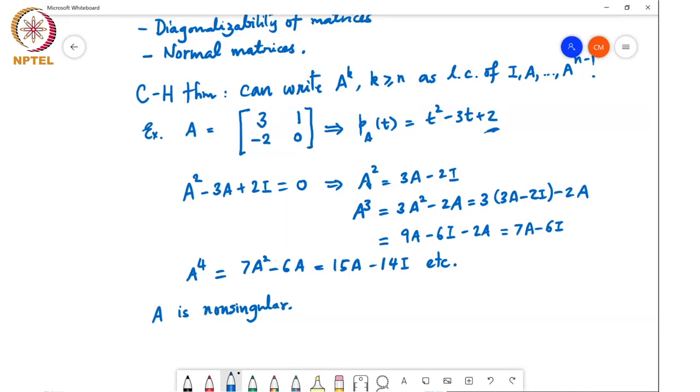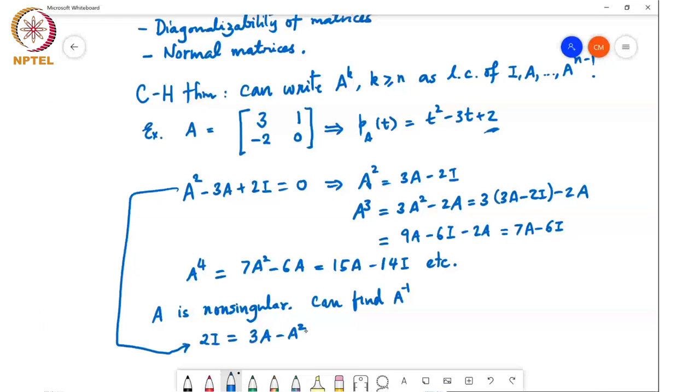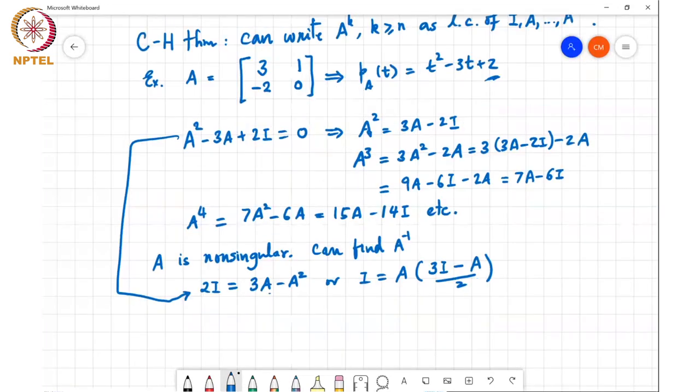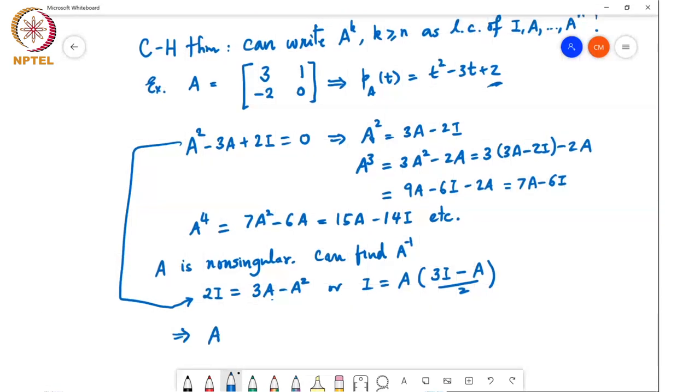So this allows us actually to write or find A inverse like this. Basically, I take this equation and write 2I is equal to 3A minus A squared. I'll take A common out between these two and write it as A times (3I minus A) over 2. Now I multiply both sides by A inverse, and that gives me A inverse is equal to (3I minus A) over 2.